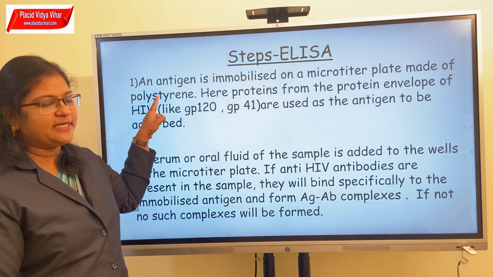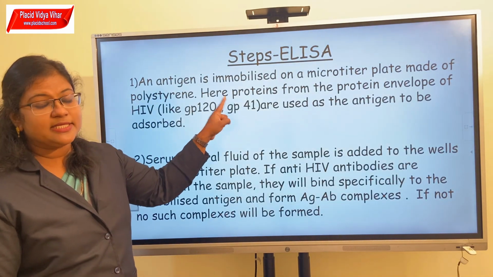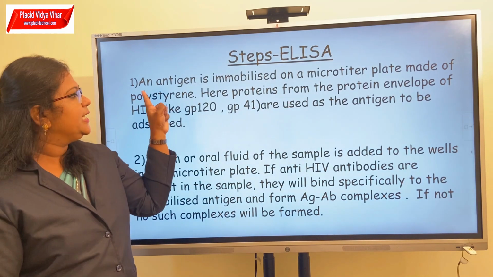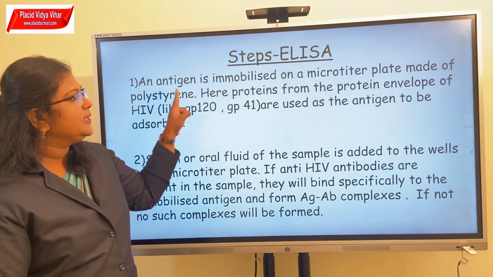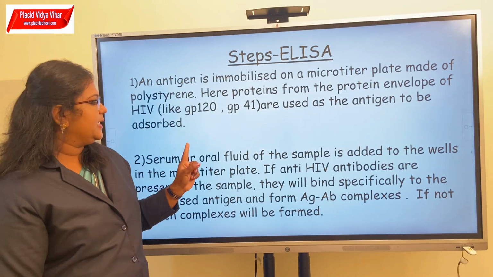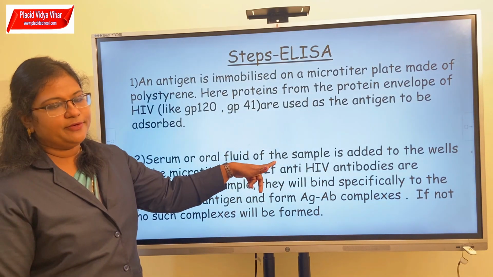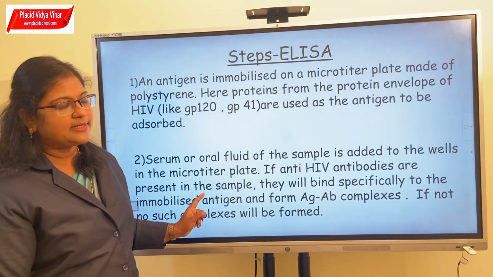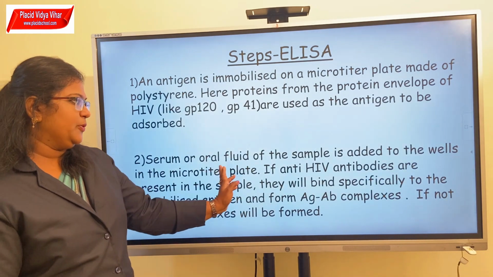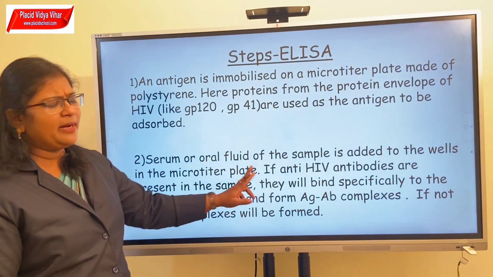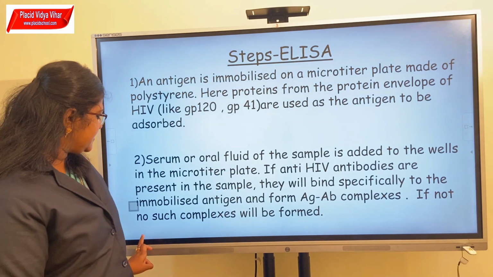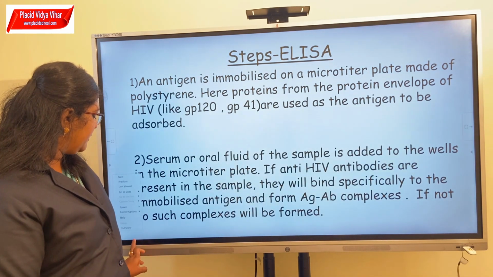Now you can see the steps in ELISA once more. An antigen is immobilized or adsorbed onto a microtiter plate made up of polystyrene. It could be a protein from the virus. Serum or oral fluid from the sample is added to these wells. Wherever the antibodies are present, it will bind specifically to the antigens, and antigen antibody complexes will be formed.